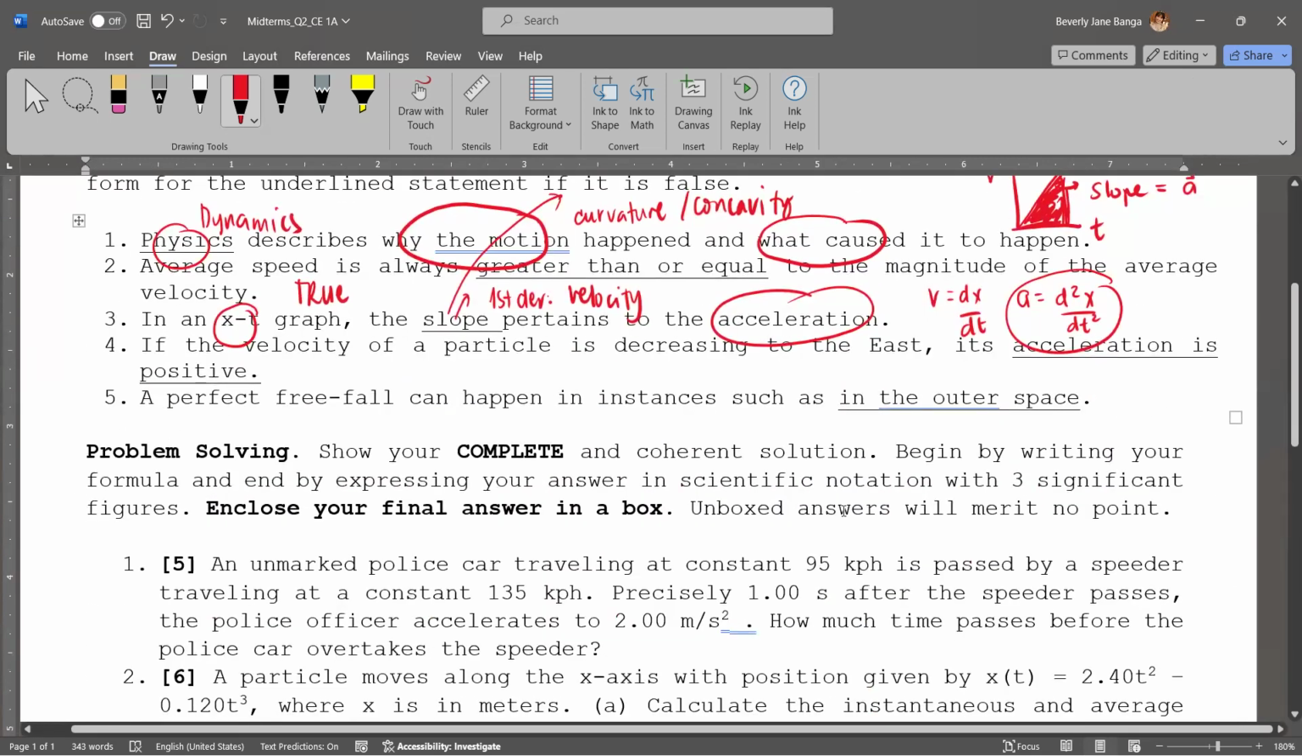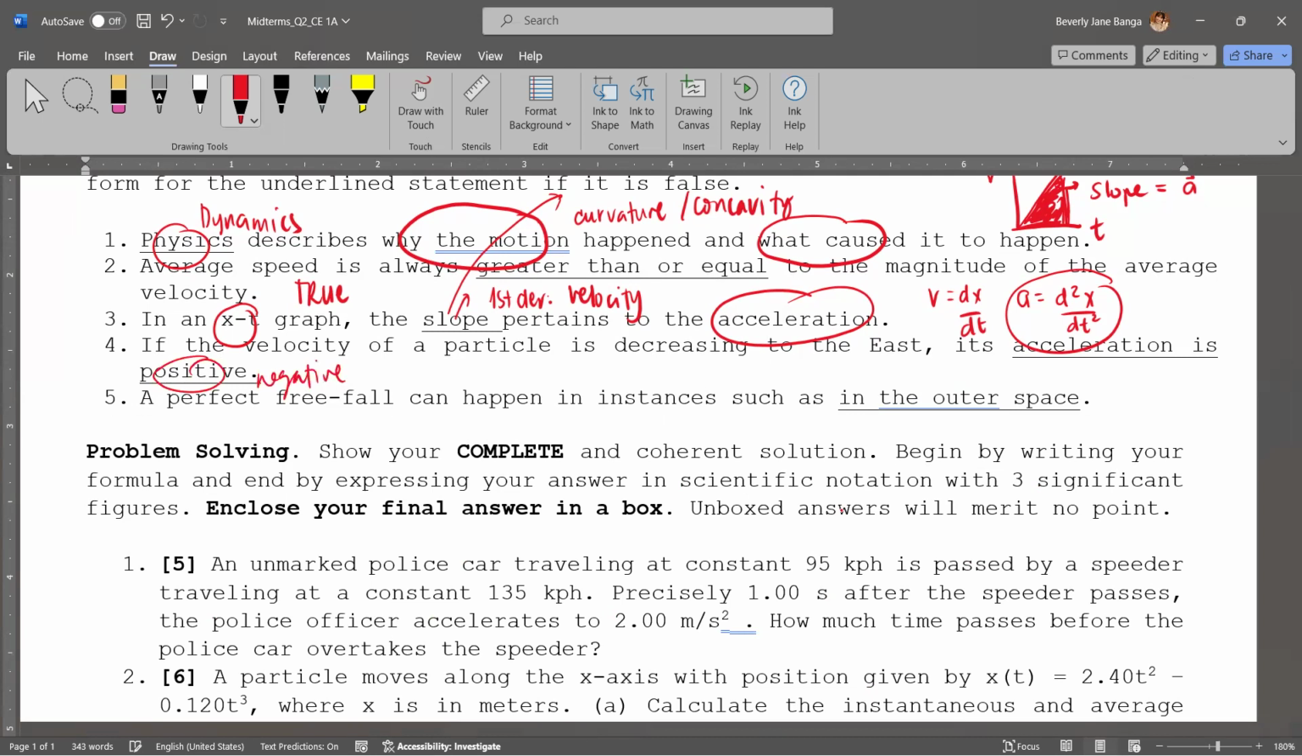Number 4, if the velocity of a particle is decreasing to the east, its acceleration is negative, no? Decreasing to the east. So, meron kang decreasing na factor, nagsuslow down siya as it goes to the east, di ba? So, kumbaga, positive mo si east, and then this is decreasing, so this is negative. So, negative times positive gives you negative, okay?